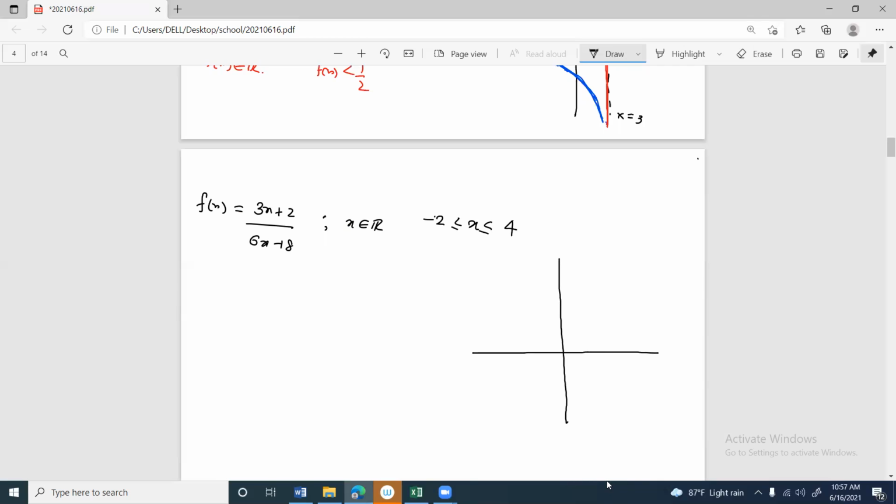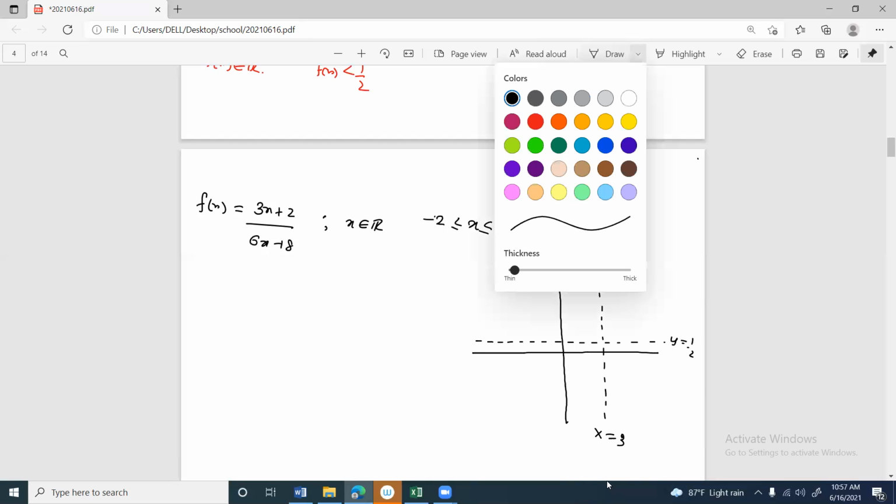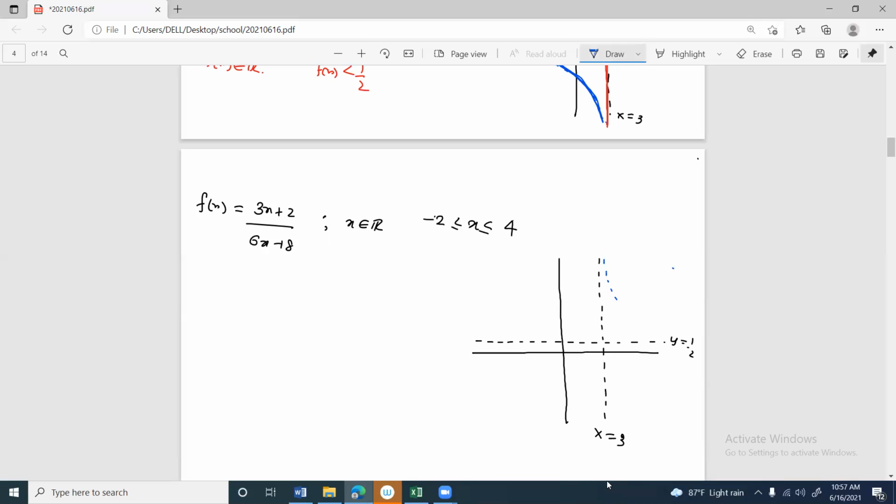X equals 3 is one point. The other point is y equals 1, y equals half, right? Then the shape of the graph is like this. So the shape is like this.